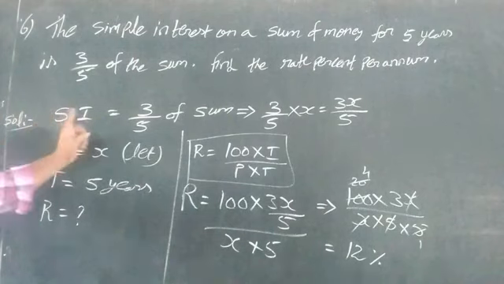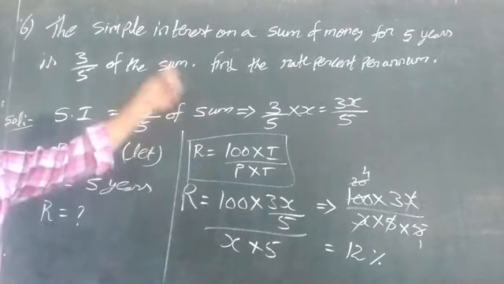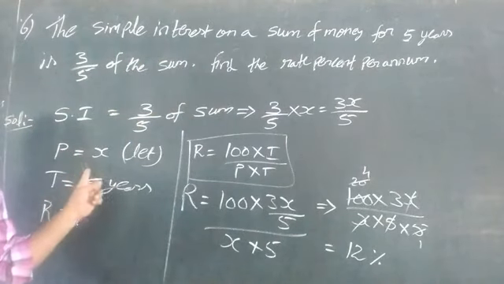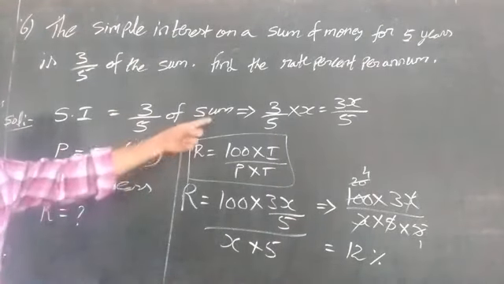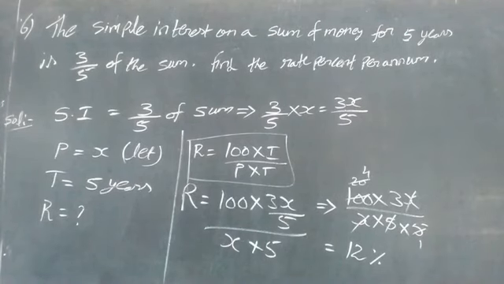Once again see the sum. Simple interest is 3 by 5 of the sum. Sum means principal. What is the principal in the question? It is not given, so take it as x. The time is 5 years. Rate is equal to this. Copy this sum in your CW. Just substitute the values and you can do it.